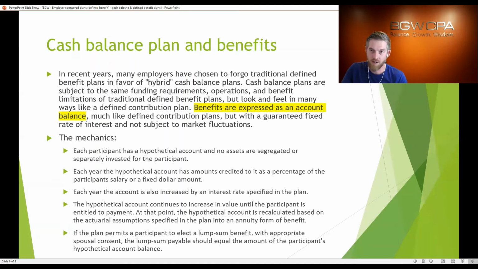Where I've seen this is, again, going back to the example of the client that I was working with, when the plan would be terminated, it would be distributed into 2 separate IRAs, one for the employee and one for the employer.